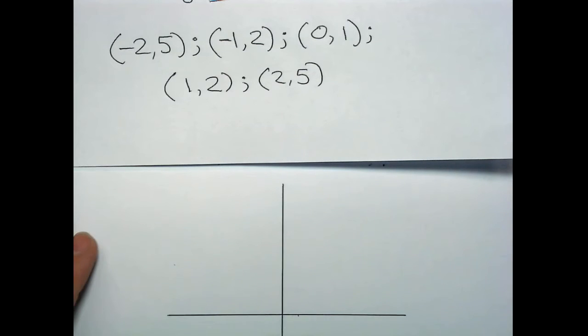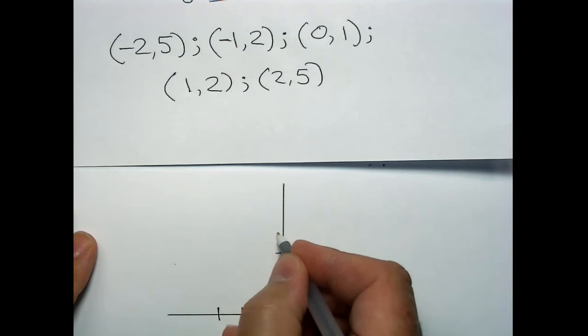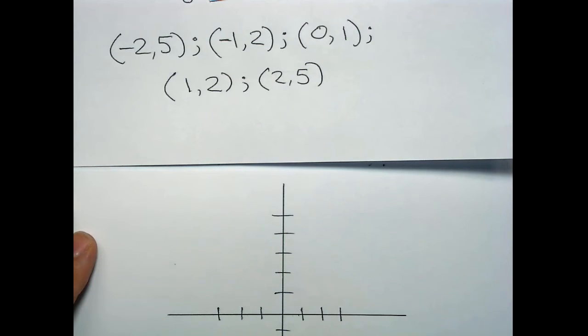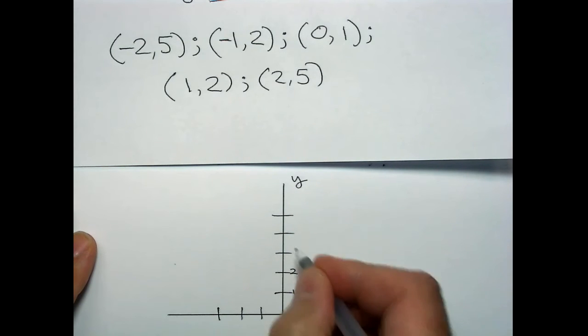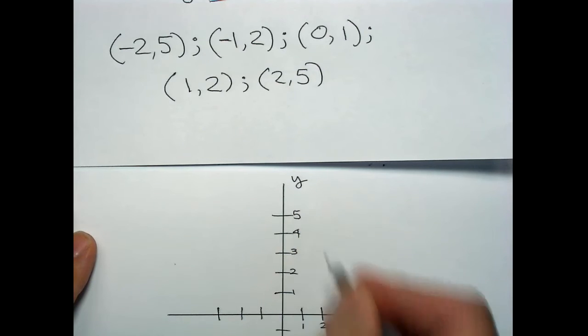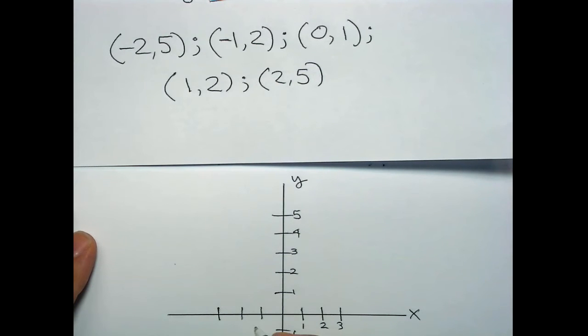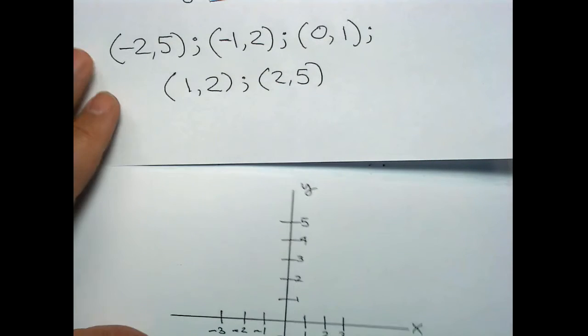And let's mark off a few x values. How about 1, 2, 3, and then back we'll do -1, -2, -3, and then up 1, 2, 3, 4, and 5, and down -1, -2 is probably enough. So let's label our x and y. And this is -1 and -2, and here's -1, -2, and -3. So let's go ahead and plot these.